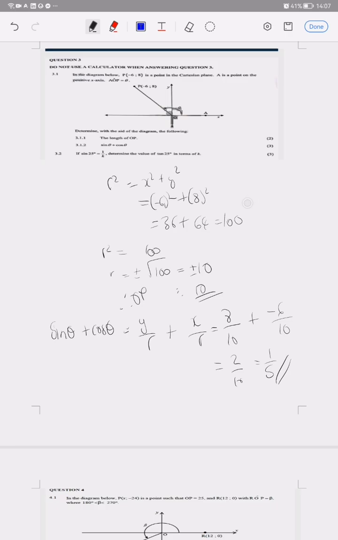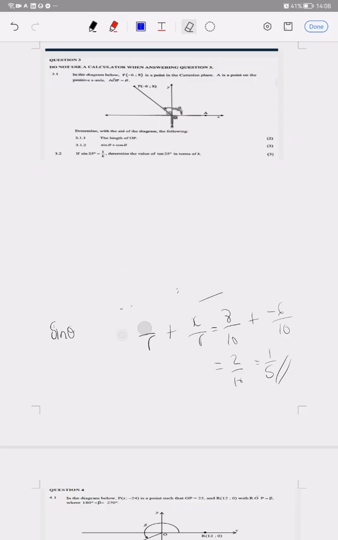Yes, so the answer is 1 over 5, so I can just erase this part. I hope you understood this section. You can even pause the video to understand it. So that was sine theta plus cos theta.